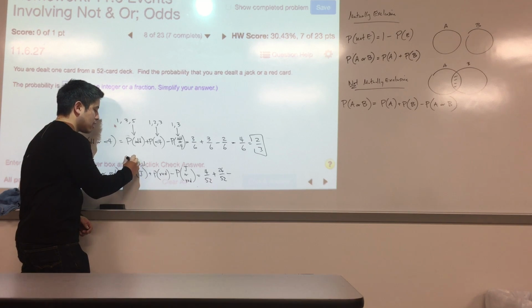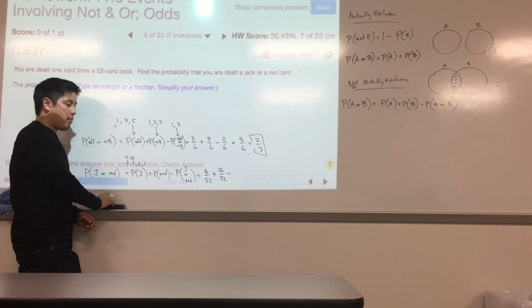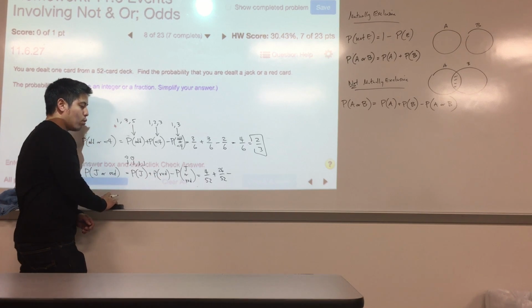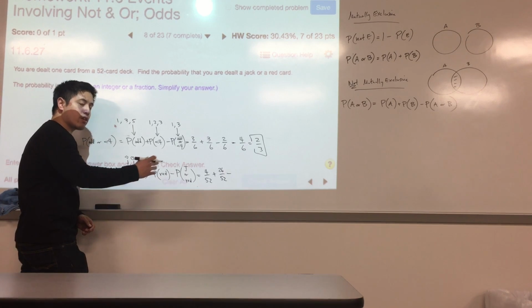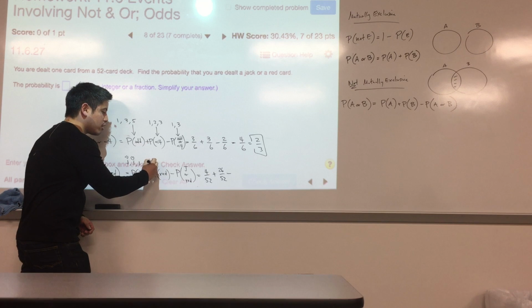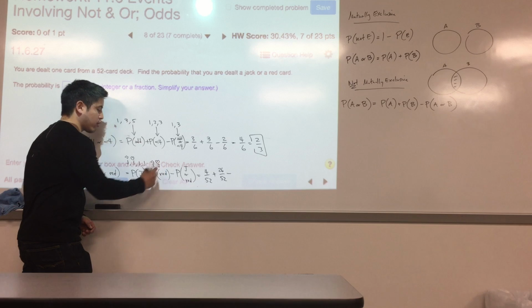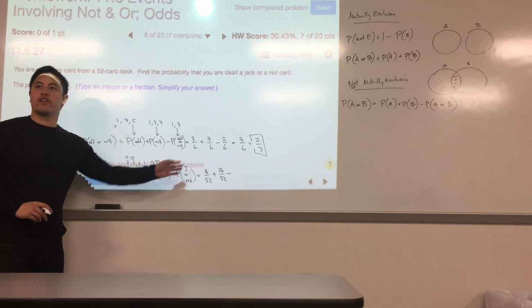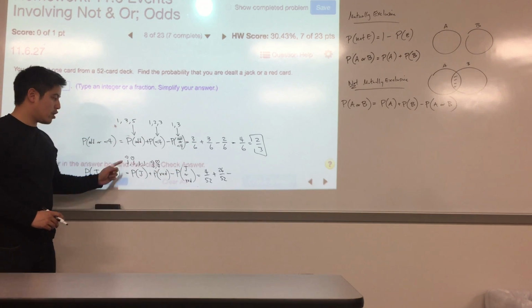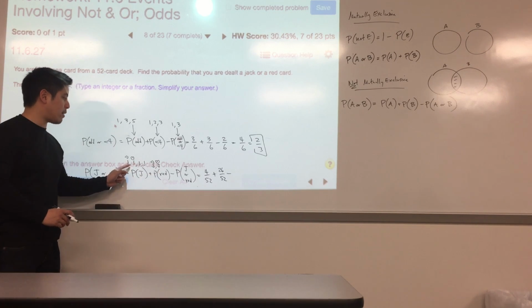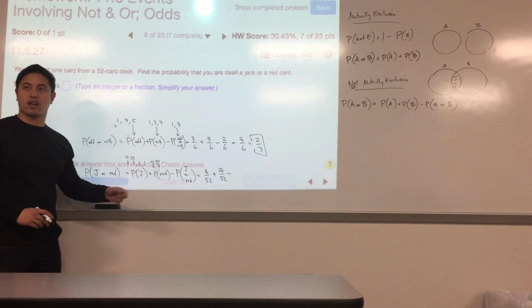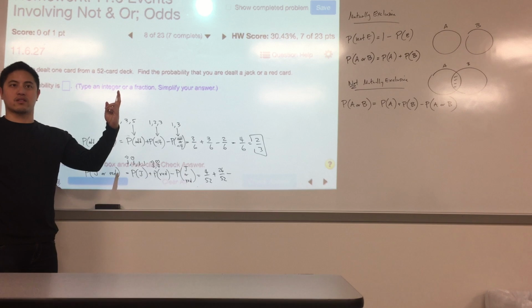Here's the diamonds, here's the hearts. Everybody agree? The red cards would also include every single red, meaning that you would have a diamond jack over here and a heart jack over here, along with all the other red cards. Does that make sense? You don't want to count the diamond jack or the heart jack twice. Does that make sense, guys?